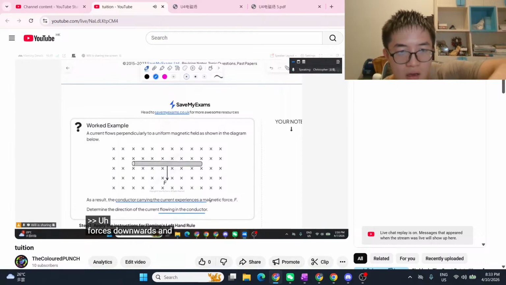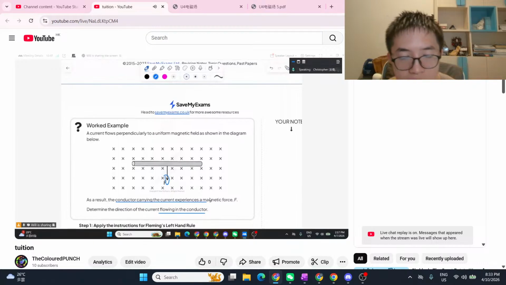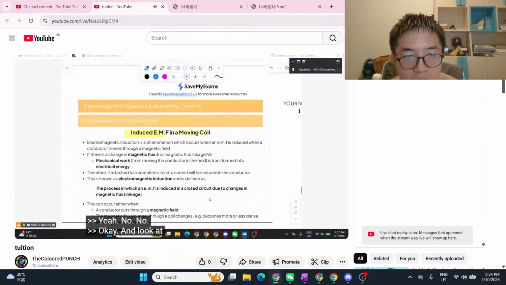The force is downwards and the magnetic field is into the paper. So the current is going to the left, right? From the left hand, just like this, right? So we use Fleming's left hand to determine it, right? No problem.